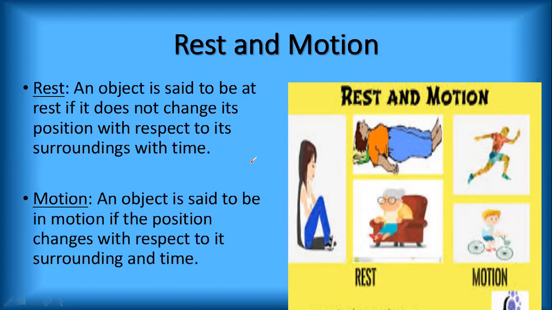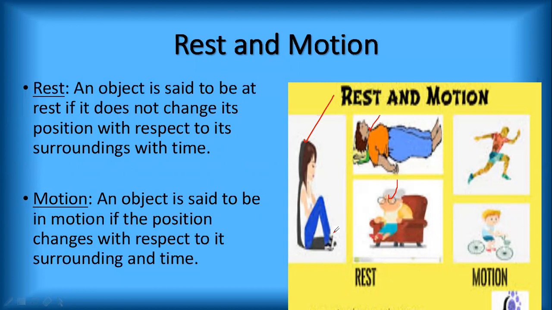For example, in this figure, it is in state of rest. It is also in state of rest. And this one is also in state of rest because it does not change its position with respect to the surrounding as shown. The observation is that these three objects do not change their position, so will be supposed to be in state of rest.